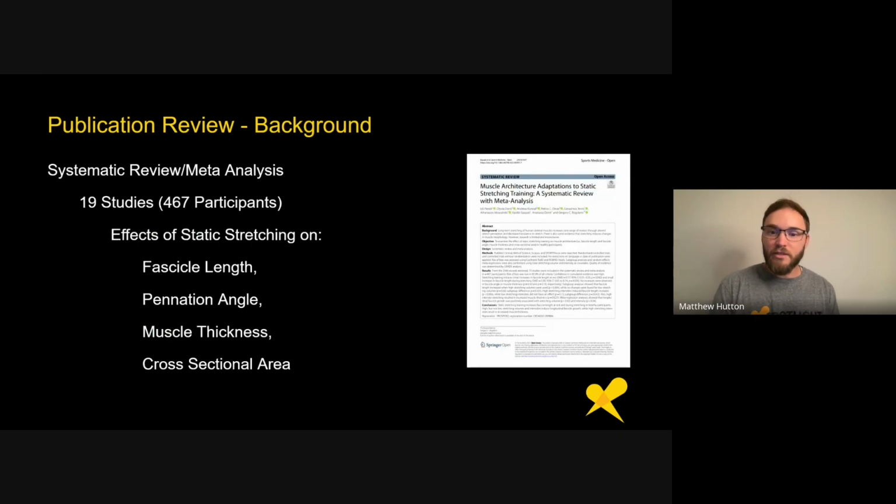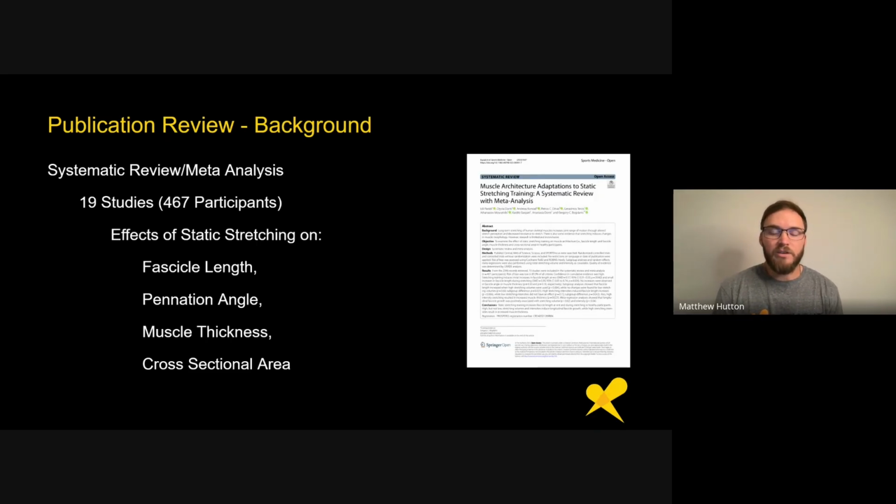So this week's paper was on muscle architecture adaptations to static stretching. A lot of people frown upon static stretching, and they'll say active stretching or dynamic movement is a lot better. In reality, there's pros and cons, just like most things. So this was a systematic review and a subsequent meta-analysis, which ultimately boiled down, I think, about 500 studies, and came up with a total of 19 that qualified for their inclusion criteria. This was a total of 467 participants.